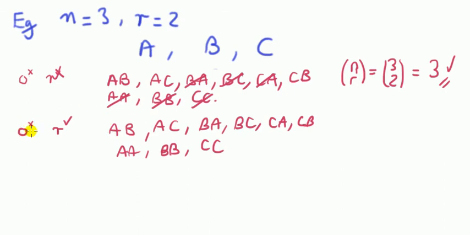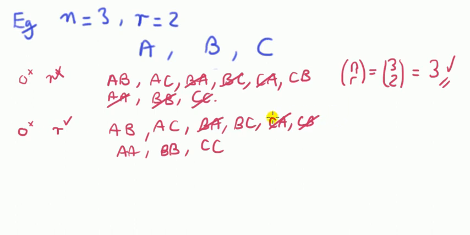Order not important. So again, AB is the same as BA, AC the same as CA, BC the same as CB. Repetitions are allowed, so AA, BB, CC are allowed. So in other words, we've got 1, 2, 3, 4, 5, 6 ways.